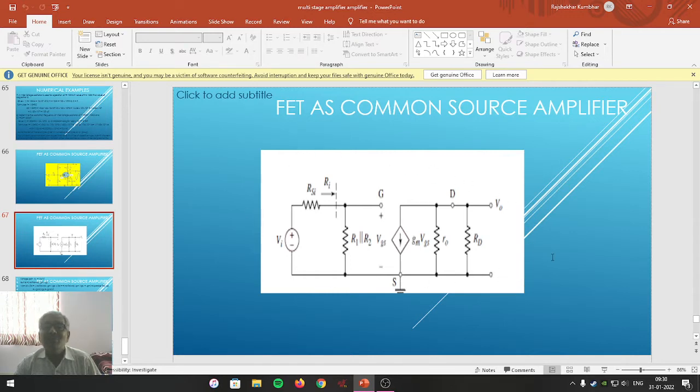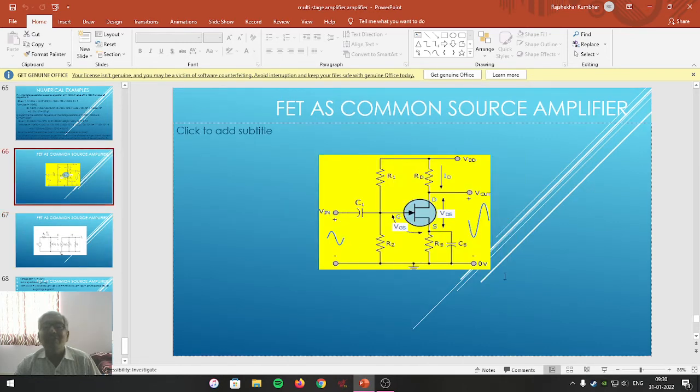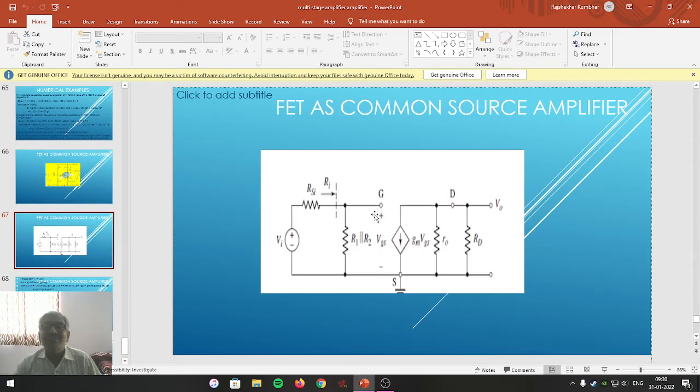This makes us understand that almost all components are similar to those of the circuitry which we have studied in this particular diagram, but the only difference is that this FET is replaced by its small signal model consisting of the voltage source and the current source. This small signal model is used to analyze the FET as a common source amplifier.